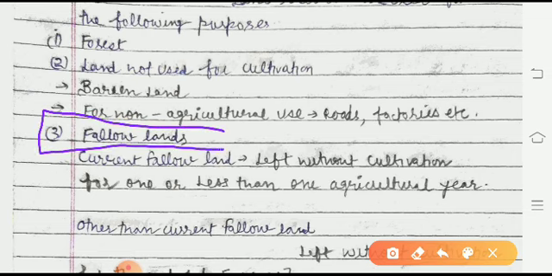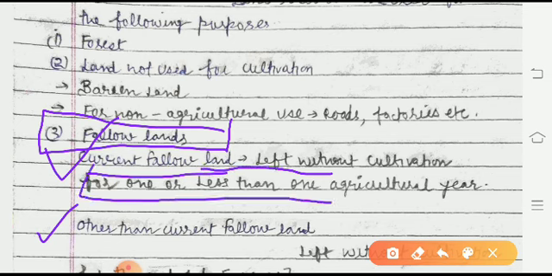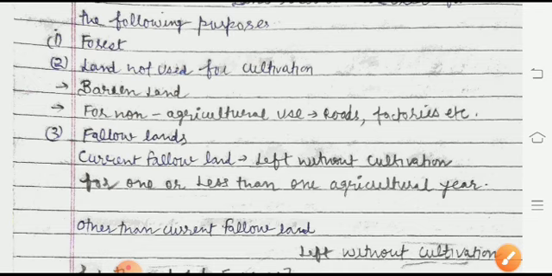So in the category of fallow lands, we are having current fallow land and other than current fallow land. So current fallow land means the land which is left without cultivation for one or less than one agricultural year. Remember, one or less than one. That is called current fallow land. That means the land which is not used for agriculture for one or less than 1 year only. That is called current fallow land.